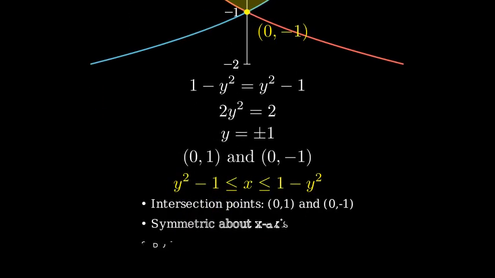To summarize, we've found that these two parabolas intersect at the points (0, 1) and (0, -1), creating a region symmetric about the x-axis. This region includes all points that satisfy our inequality.